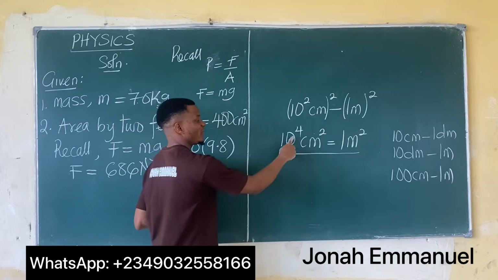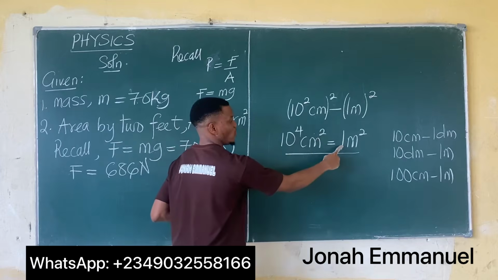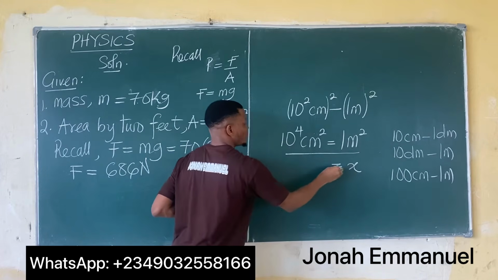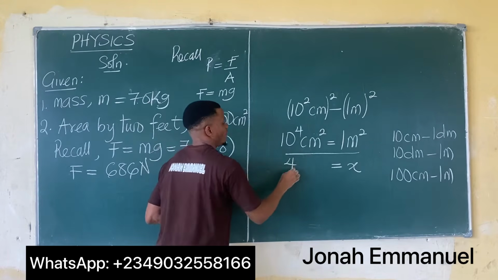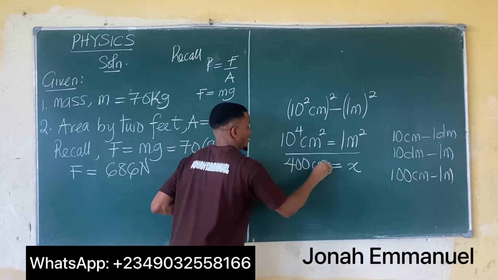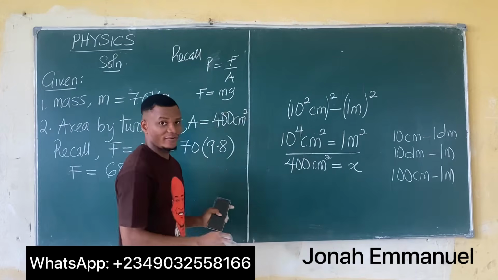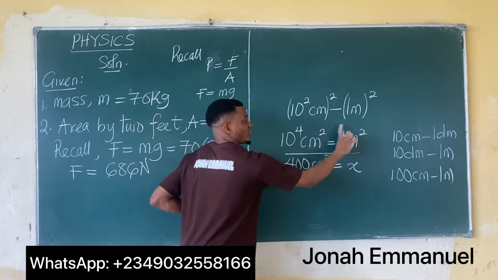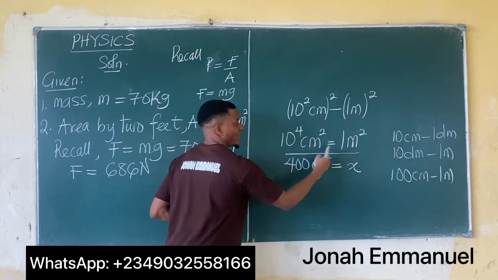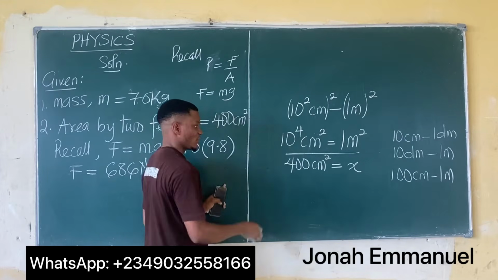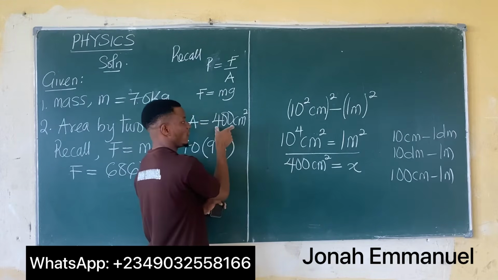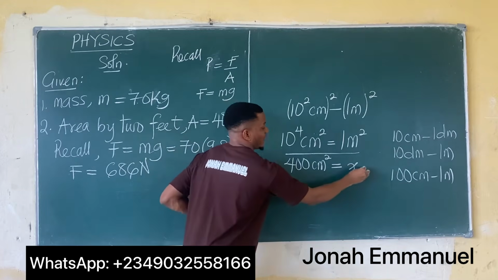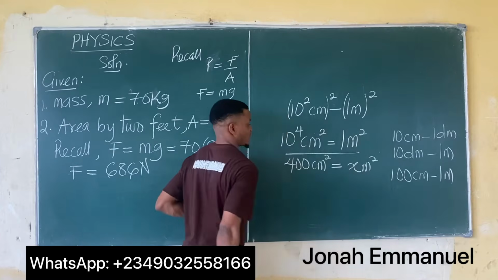So if 10 to the power 4 cm squared gives you 1 meter squared, how many meters squared, let's call this x, will be equal to what I have here, 400 cm squared. Now this is like the basis of conversion. For the basis of conversion, first of all, get the relationship between the two parameters you're converting. Next up, bring in what I have here, 400 under cm squared, then an unknown value under meter squared.